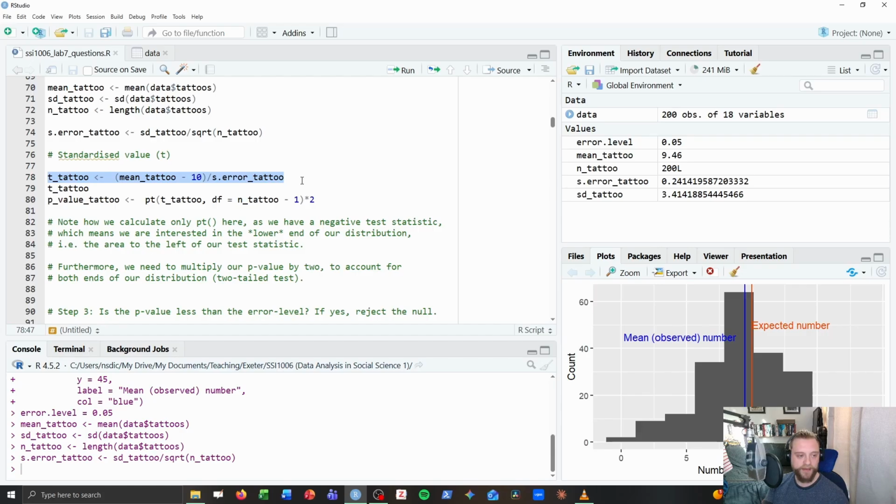Once we have the standard error, we can then, as we say, standardize the value. Now, this is something we've done before. We've looked at turning numbers into their position on the standard normal distribution. Well, this works in a similar way, but with a distribution called t. So we take the mean number of tattoos, so 9.46, and we subtract 10 from that to get the difference between the mean and the expected number.